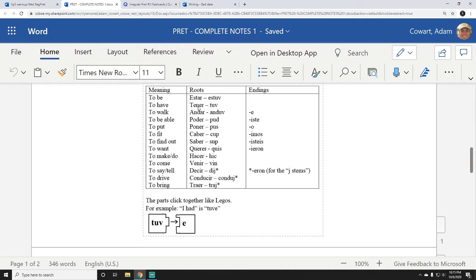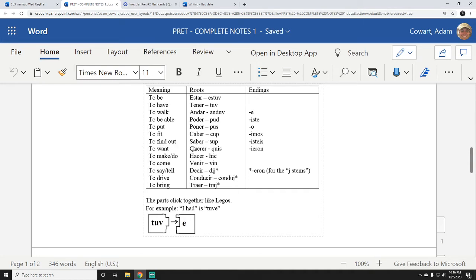Okay, so to have, tener, becomes tuve; to walk, andar, anduv; to be able, poder, pud; to put, poner, pus; to fit, caber, cup; to find out, saber, sup. Now, a way to remember caber is imagine you want to save some money, so a bunch of y'all fit into one cab, or maybe you can fit a lot of things into a cup.